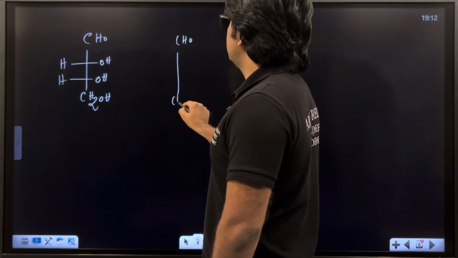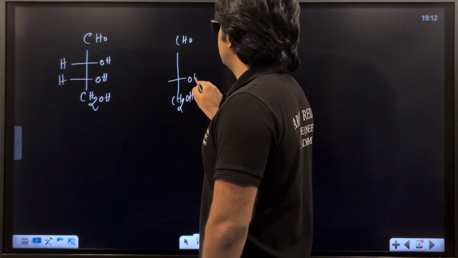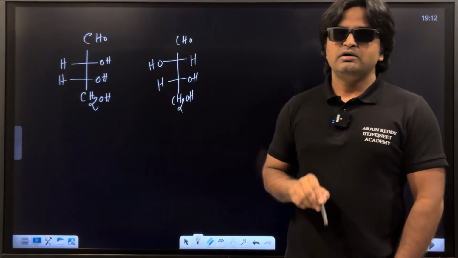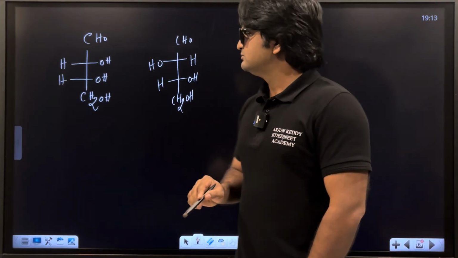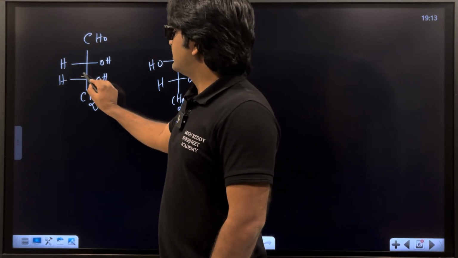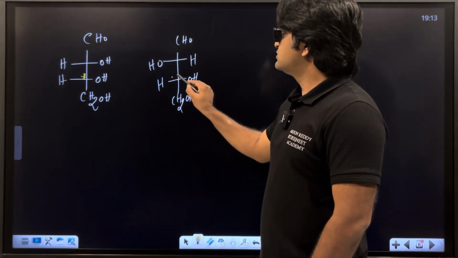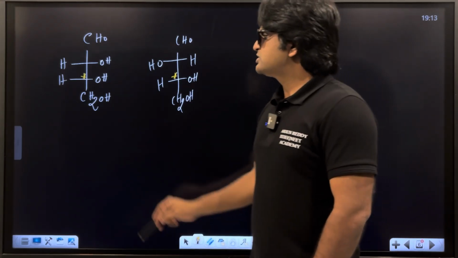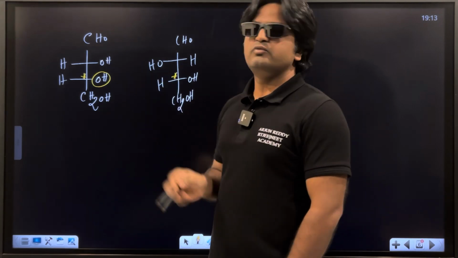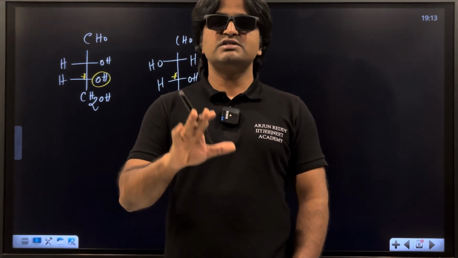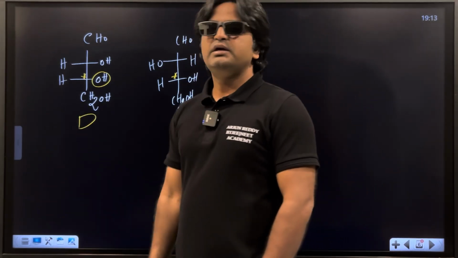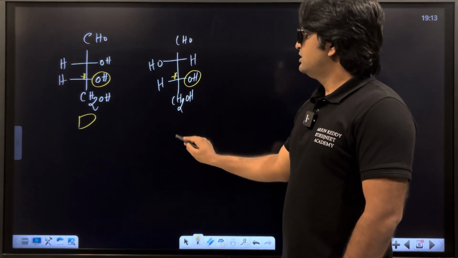CHO and CH2OH. Here OH right side, hydrogen left side. Here OH left side and hydrogen right side. First of all, provide DL configuration. To provide DL configuration, which carbon atom is the reference, the bottommost carbon atom? This is the bottommost carbon atom, and here also the bottommost carbon atom. At the bottommost carbon atom, what is the orientation of OH? We don't want the other OH groups. Just look at the OH connected at the bottommost carbon atom. If your OH is on the right side, then what is the configuration? D configuration, and here also the same thing, D configuration.